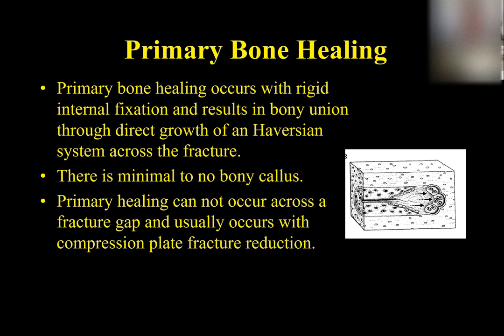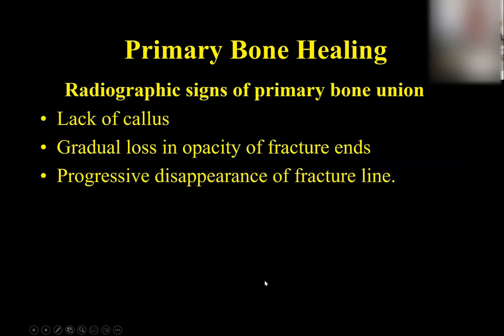So they can't be moving at all, and they have to be touching each other for primary bone healing to occur. So the key is no callus formation. The bone just magically heals, and usually it will do it relatively quickly. Okay, so that's primary bone healing. Unfortunately, that's not the way it happens a lot of times. So, lack of a callus, gradual loss of opacity of the fracture that you can see, the radiolucent fracture line over time just disappears.